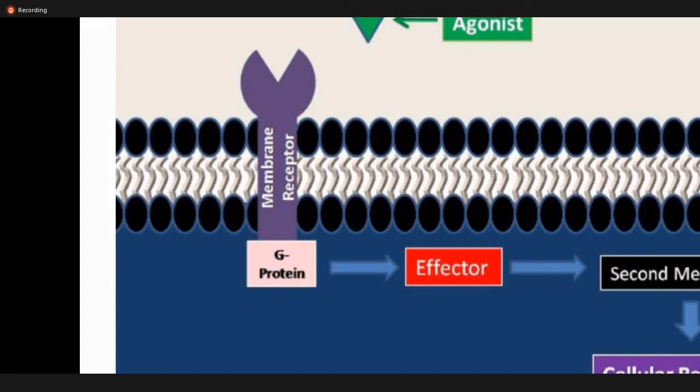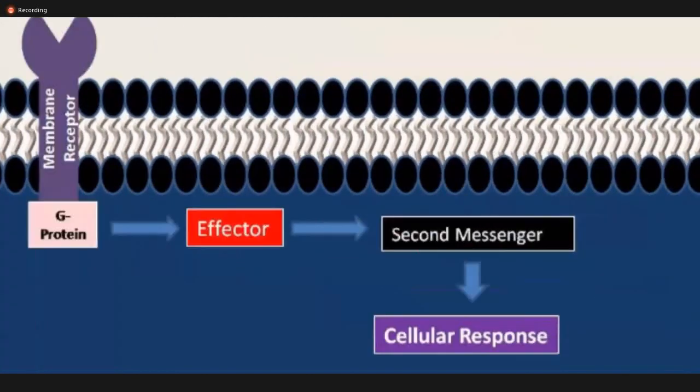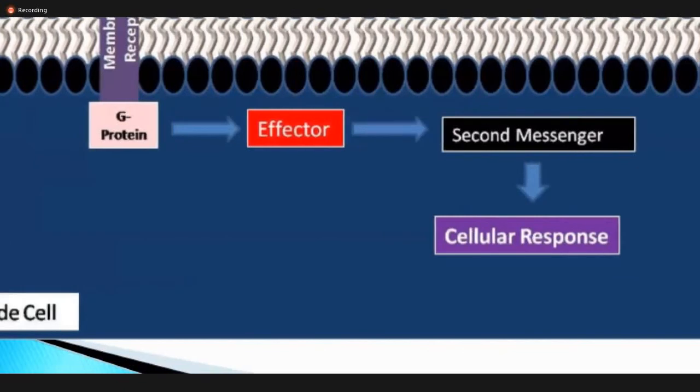So the hormone binds with the alpha subunit, and the beta gamma dimer again goes for recycling. But the alpha subunit and the hormone enter inside the cell, and it stimulates the second messenger, and then it leads to cell response.